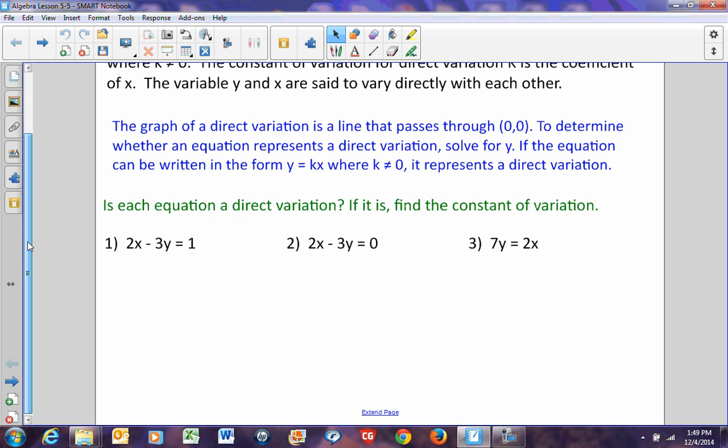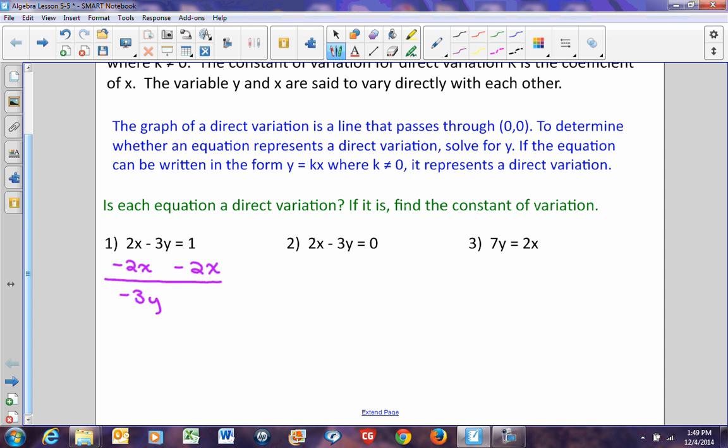Let's look at the first equation here. We have 2x minus 3y equals 1. The first thing we have to do is solve it for y. We have to put it in y equals form. So the first thing I'm going to do is subtract 2x from both sides of the equation, and I have negative 3y equals negative 2x plus 1. Now I need to divide everything by negative 3, and I will get y equals positive 2/3 x minus 1/3.